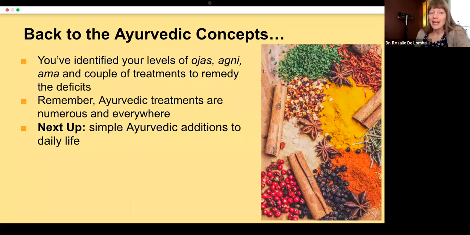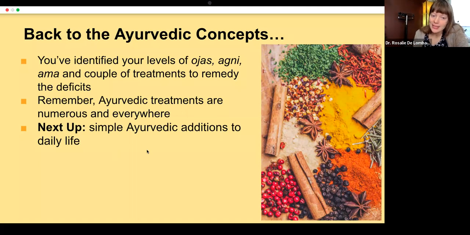Back to the concepts. Just to rephrase here, you know what Ojas are, you know what Agni is, you know your level of Ama, you know a couple treatments for the deficits. Remember that Ayurvedic treatments are numerous and everywhere. Anything can be used. So if you notice that, yep, I've got high Pitta, meaning I've got a lot of eczema right now, you've got to pull from the other doshas, the cooling doshas, the Vata and the Kapha, which, if you can imagine, has to do with cooling foods. So cucumber or aloe, these are all things that would help treat that hot Pitta pathology.